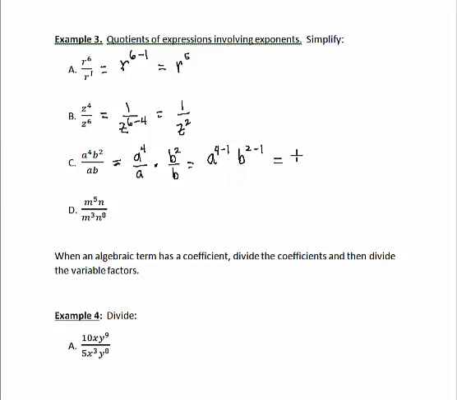So in each case, we have minus 1, and that reduces a to the 4th to an a to the 3rd, and a b squared to a single b. And they just sit side by side. We can't combine these exponents because the variables, the bases, are different.